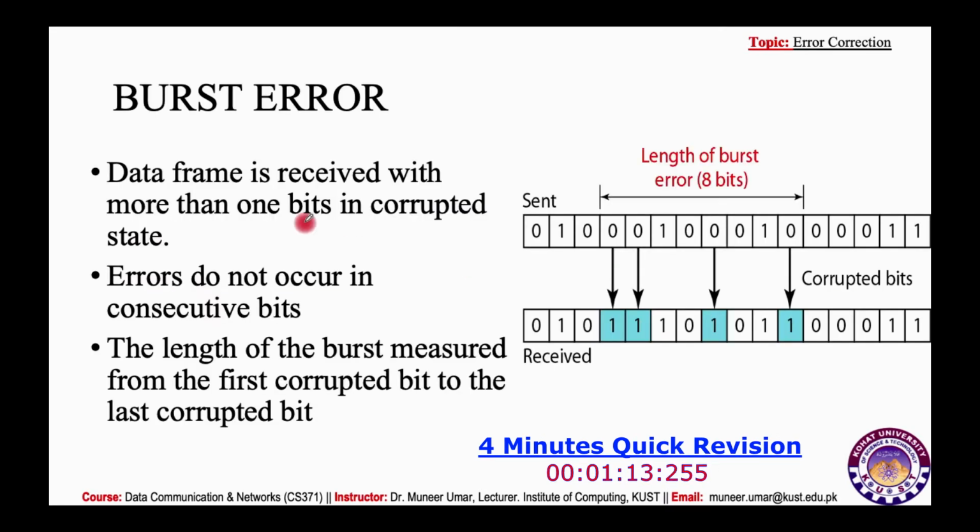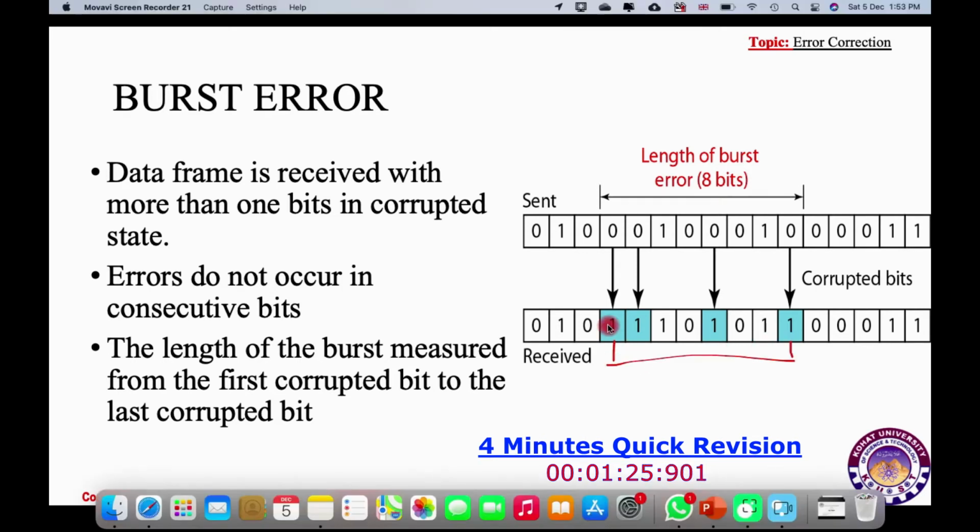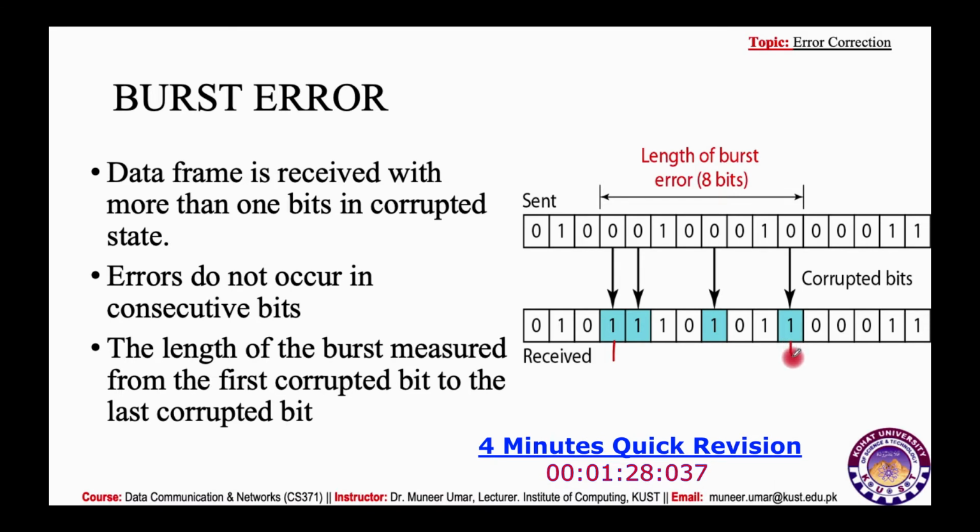So then we have burst error. Burst error means that there are more than one bits, and these may not be consecutive, and the length of burst error is measured from the starting bit to the ending bit. So the length should be measured from the starting corrupted bit until the last corrupted bit. So this is the length of this error.